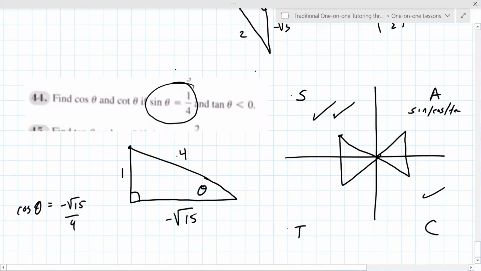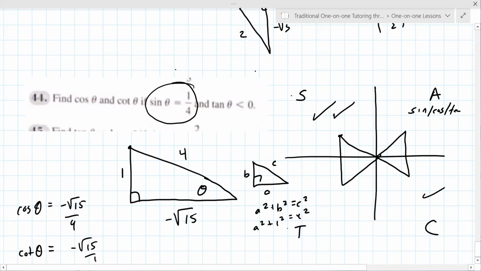How do you get root 15? So we're going with A, B, C. A squared plus B squared equals C squared. In your problem, you were given B is 1 squared, C is 4 squared. Yeah, you got to be able to find that. You're going to do it in a lot of problems here. Cotangent of theta. So tangent is normally opposite over adjacent. So the cotangent is the flip of that, minus square root of 15 over 1.